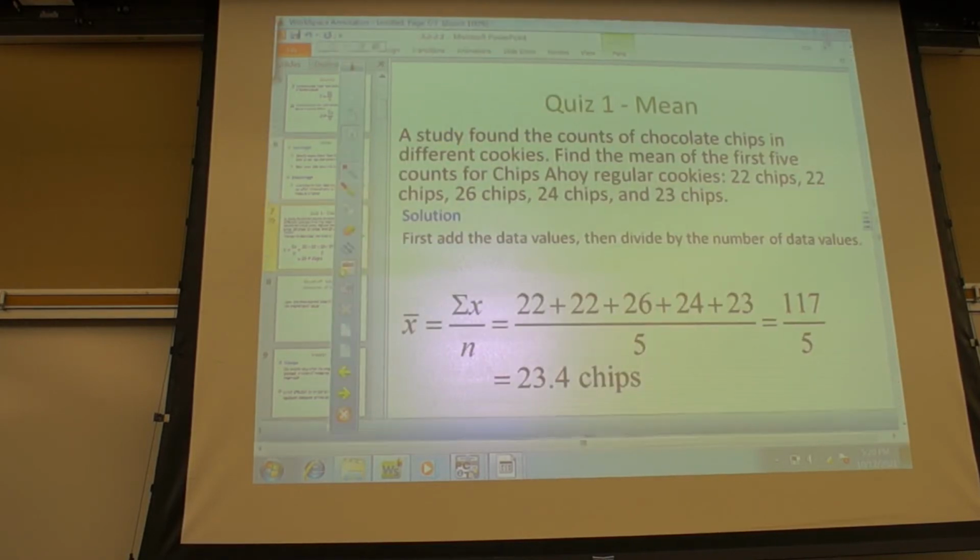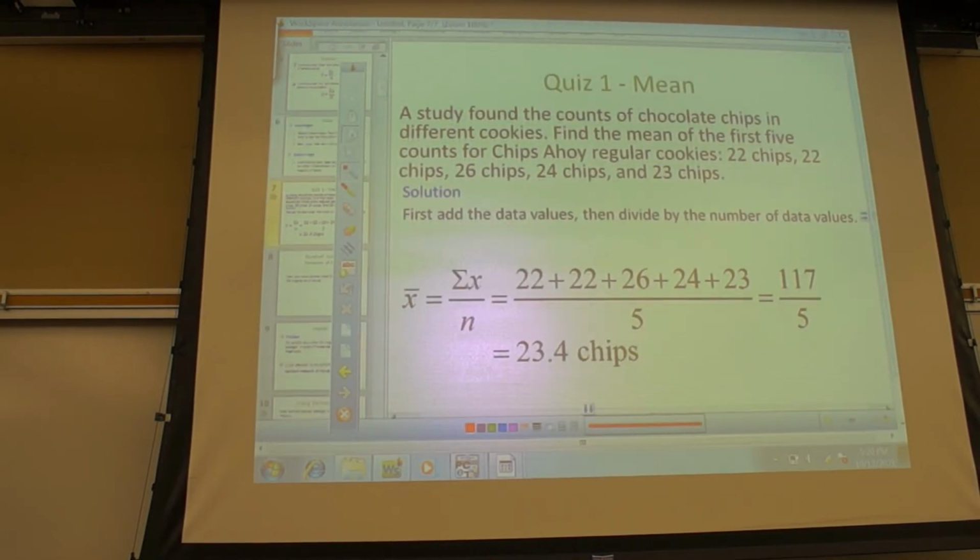Here's your quiz 1. Pretty straightforward. Add them all up, divide by how many there are.